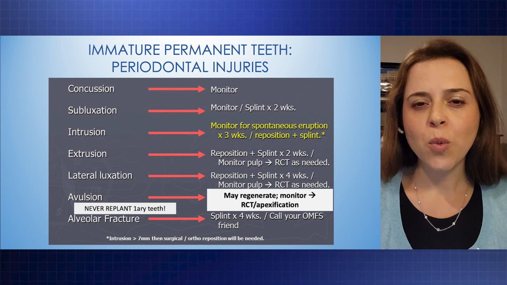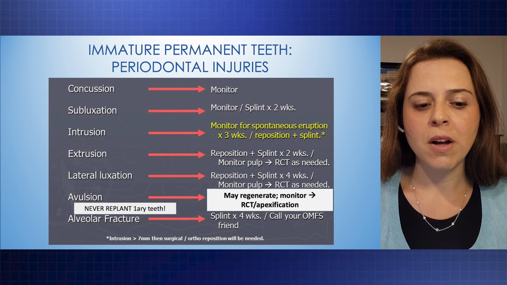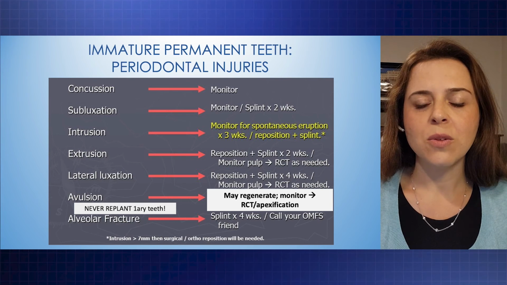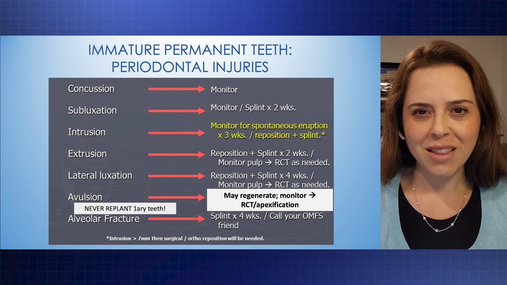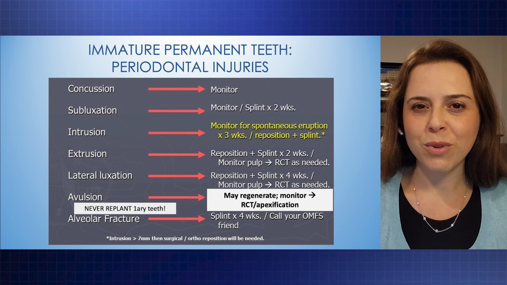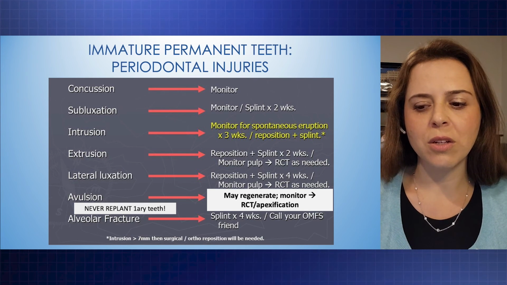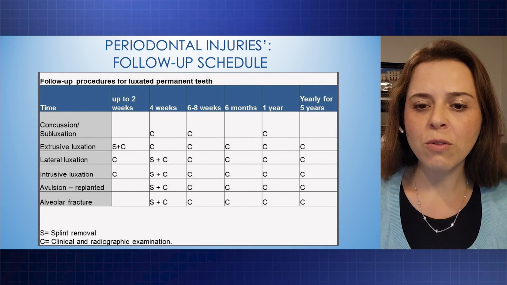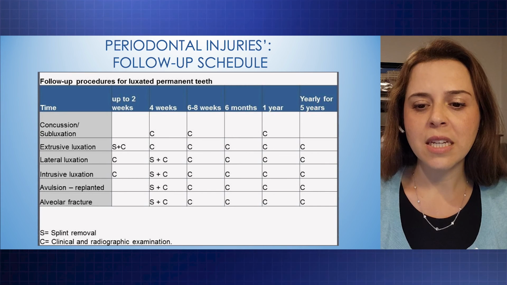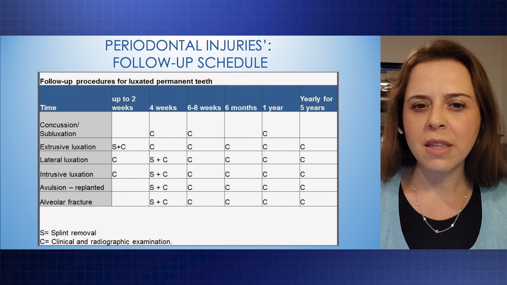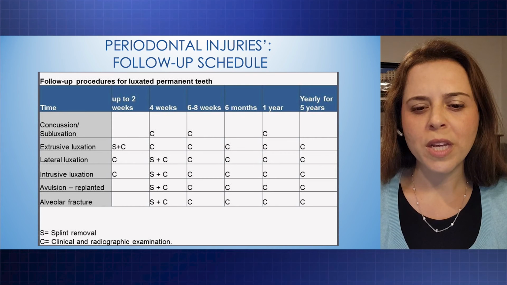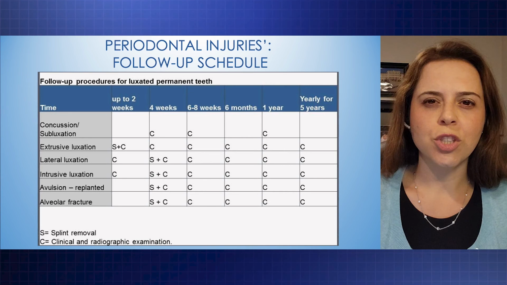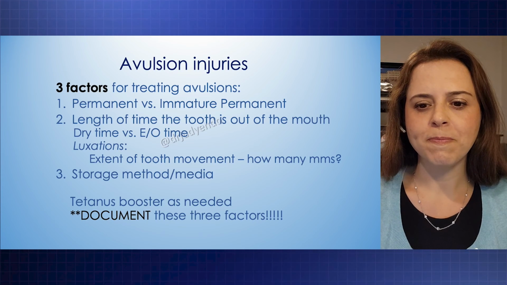For immature teeth, we have a little bit more of a watch and see approach. And remember, in primary teeth that are avulsed, never, ever, ever replant those primary teeth because of the secondary adult tooth bud behind it that's still in development. The follow-up schedule also for periodontal injuries is here. And remember, you're splinting anything that's mobile for up to 4 weeks, a little bit longer with alveolar fractures. And usually the oral surgeon should be involved when there's an alveolar fracture.